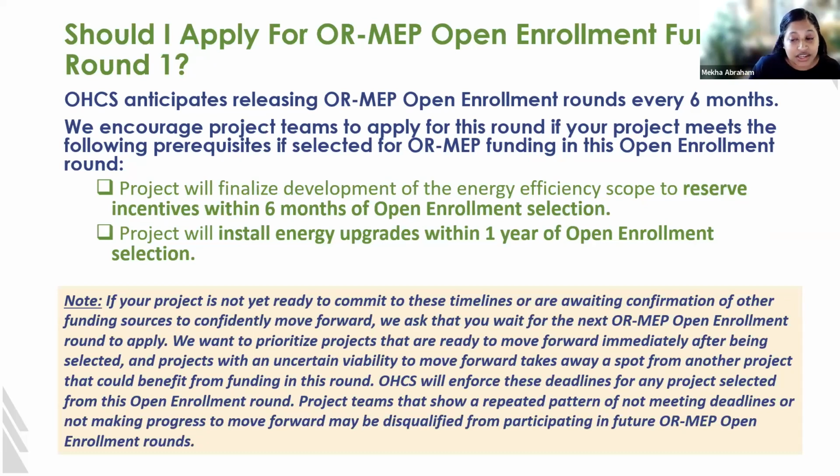So if you have a potential project, you might be asking yourself, should I apply for open enrollment funding round 1? We encourage projects to apply for this round if your project meets the following prerequisites if you are selected for OR-MEP funding in this open enrollment round. The first is that the project will finalize development of the energy efficiency scope to reserve incentives within 6 months of open enrollment selection. The second prerequisite is that the project will install energy upgrades within 1 year of open enrollment selection.